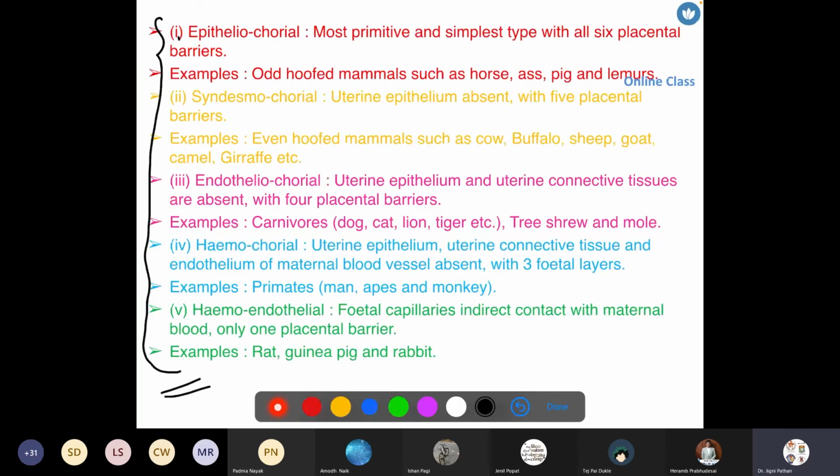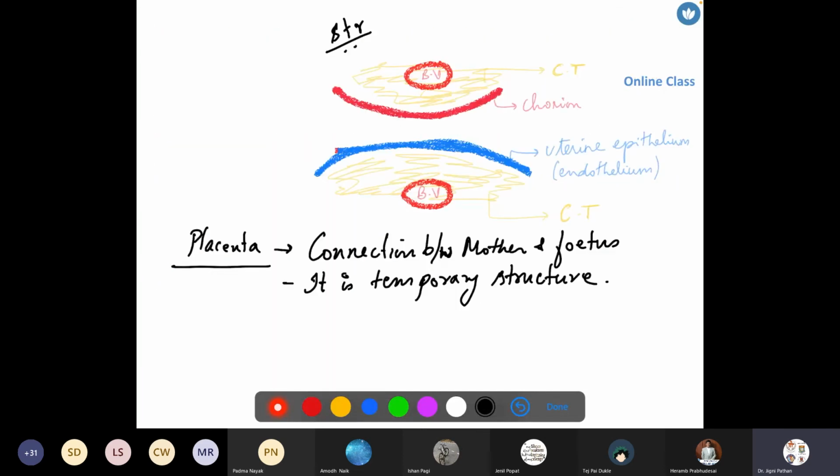Done. Now we need to see that the placenta's contribution is from the baby and from the mother. Do you agree? The contribution from both plays an important role. So there are different barriers. Based on that, different types of placenta are seen. The first barrier is blood vessels. Around the blood vessels you find connective tissue, and the membrane that participates in the placenta is the chorion membrane. Remember this.